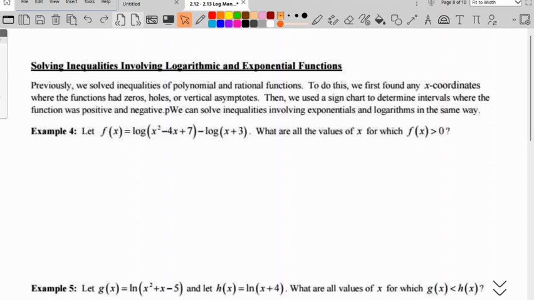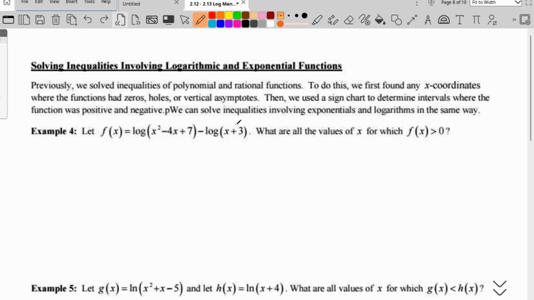Okay, so there's a couple things that we want to look at before we get started. So remember I said we could either look for the domain restrictions before we start, or we could check our answers at the end. For inequalities, we want to look at those domain restrictions at the beginning. The domain restrictions are going to be critical values along our number line that we're going to have to check. There will be additional critical values, but those are critical values that we have to check starting right off.